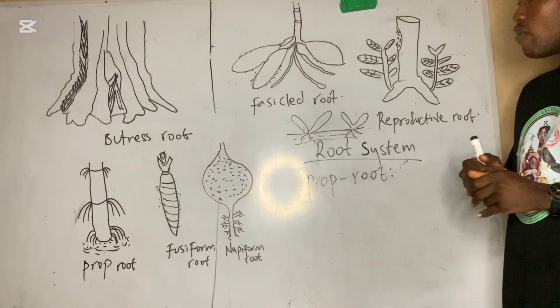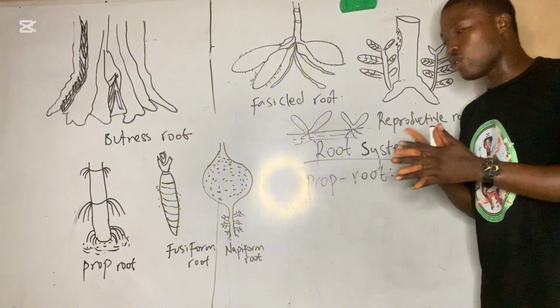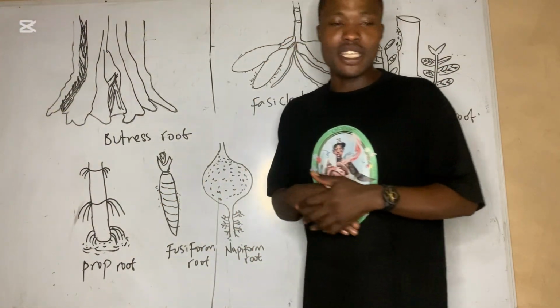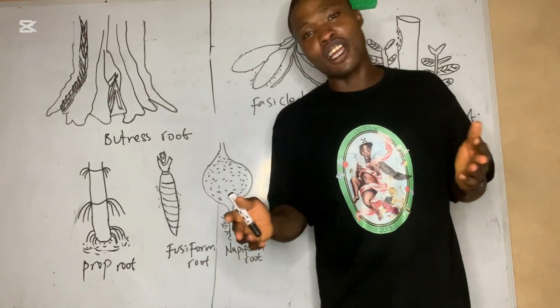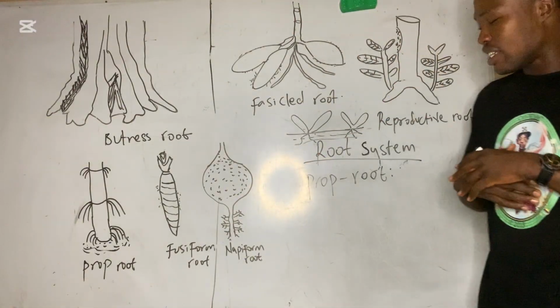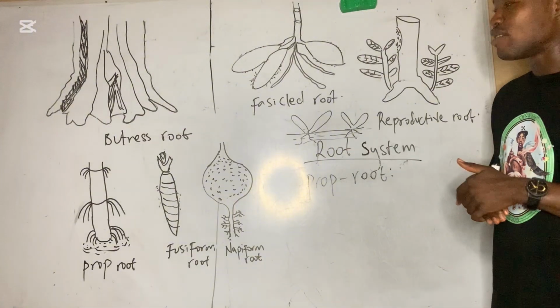I think that's the seventh root I'll be looking at now. The prop root, you can see one here. If you see it, what comes to your mind, I think, is Zea mays, the maize. Those of us in Africa, if you have seen Zea mays, the maize, the corn plant, that was a prop root.